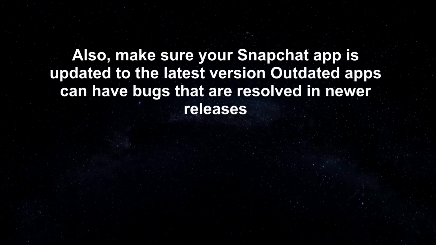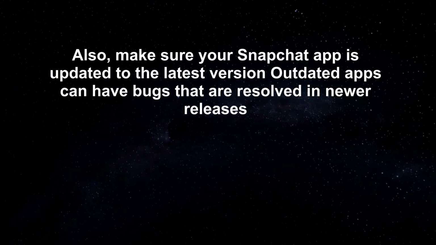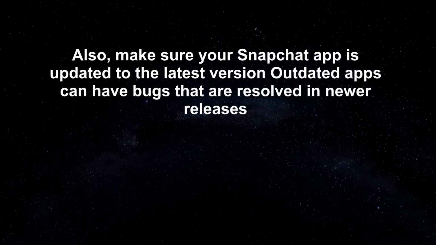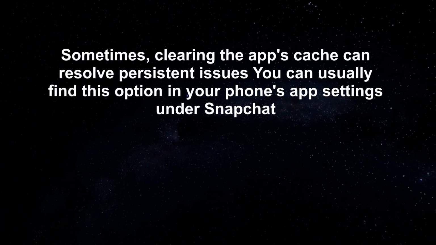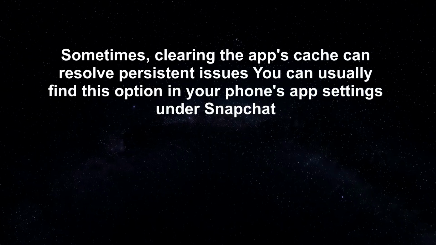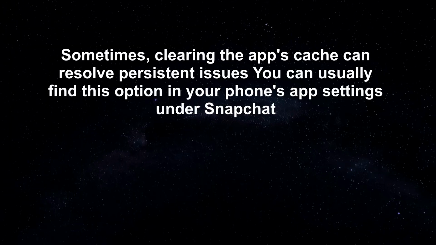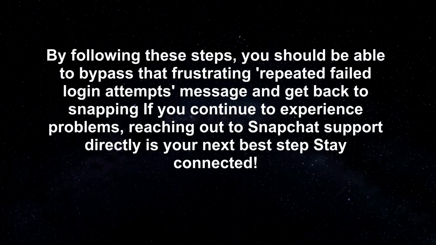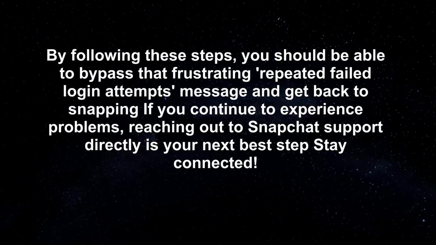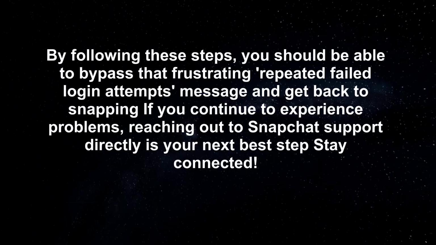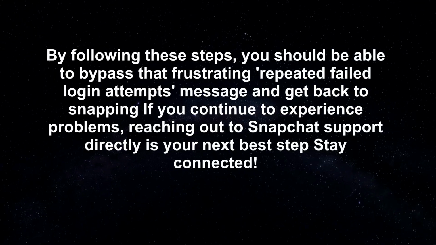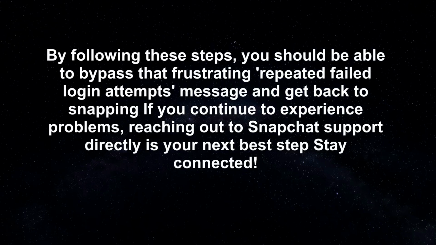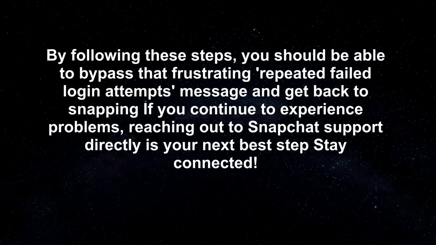Also, make sure your Snapchat app is updated to the latest version. Outdated apps can have bugs that are resolved in newer releases. Sometimes, clearing the app's cache can resolve persistent issues. You can usually find this option in your phone's app settings under Snapchat. By following these steps, you should be able to bypass that frustrating repeated failed login attempts message and get back to snapping. If you continue to experience problems, reaching out to Snapchat support directly is your next best step.